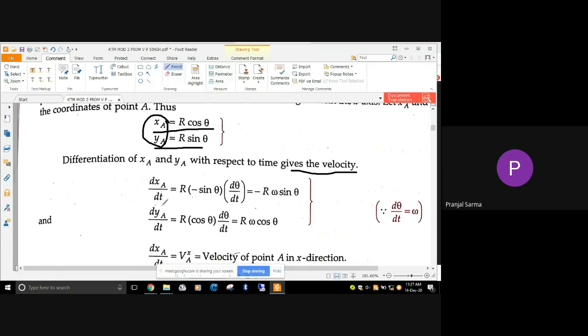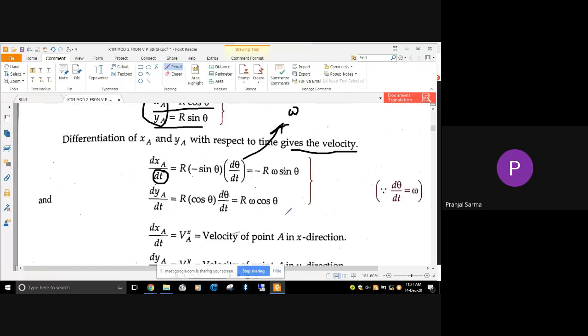So dx a dt and dy a dt, that we are doing, and r is constant. For cos theta, the derivative will be minus sin theta, differentiating with respect to t, and since theta is the variable, d theta dt also remains. So it is going to give you minus r, and d theta dt we know is the rate of change of angular displacement, which is the angular velocity omega. So that can be replaced: minus r becomes minus r omega sine theta. Similarly, for the other case, it will become r omega cos theta.